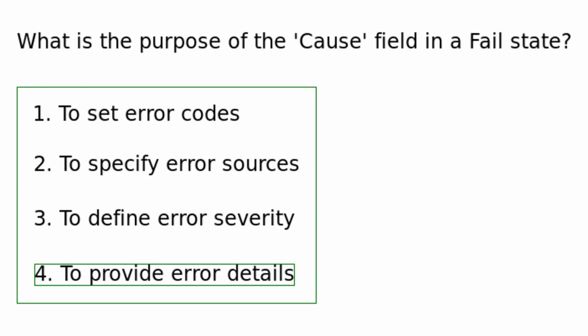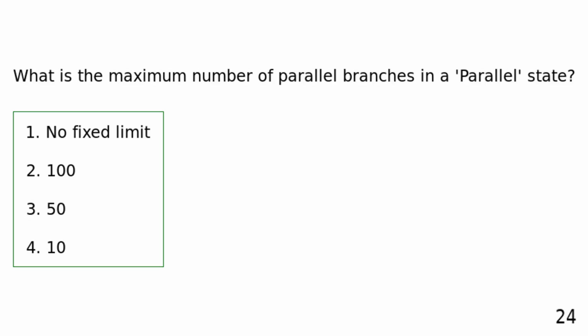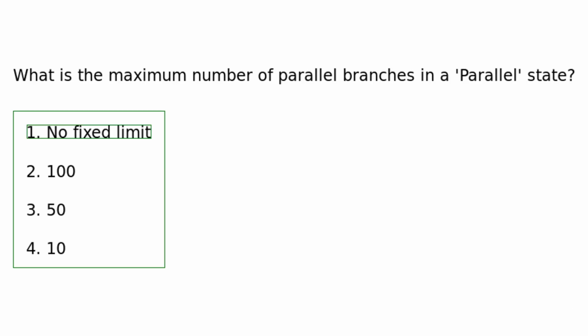What is the maximum number of parallel branches in a parallel state? No fixed limit. 100. 50. 10. AWS Step Functions does not impose a fixed limit on the number of parallel branches in a parallel state, allowing for highly concurrent workflows.